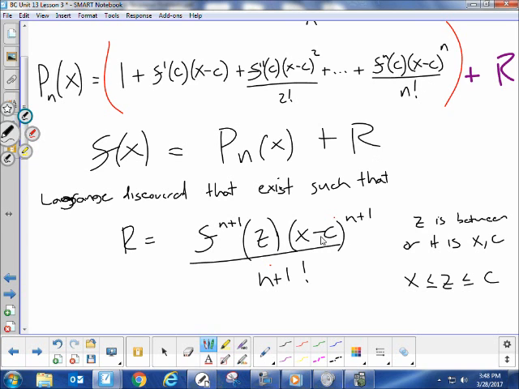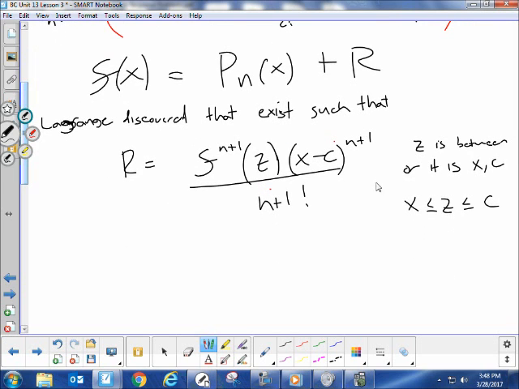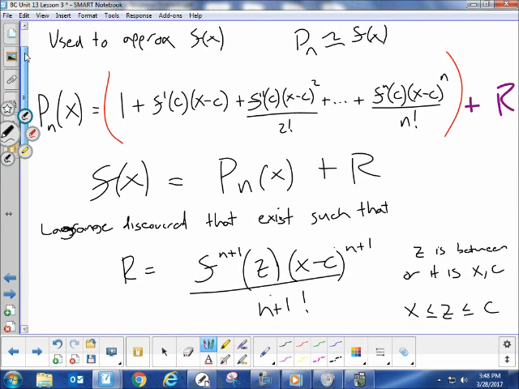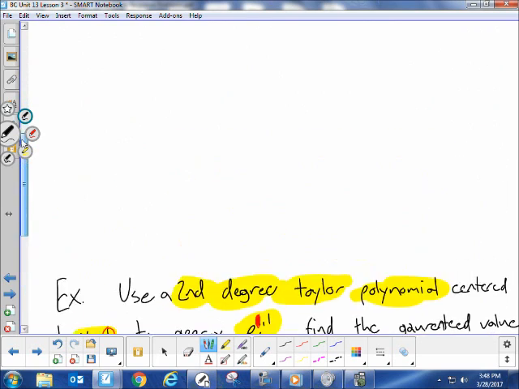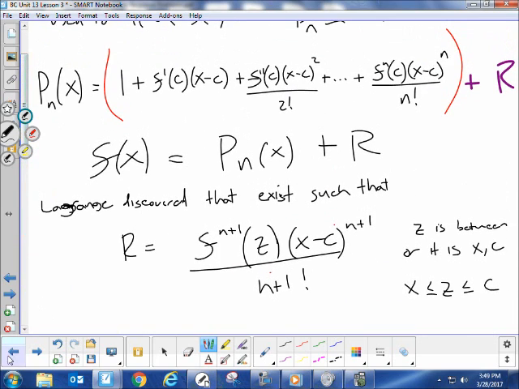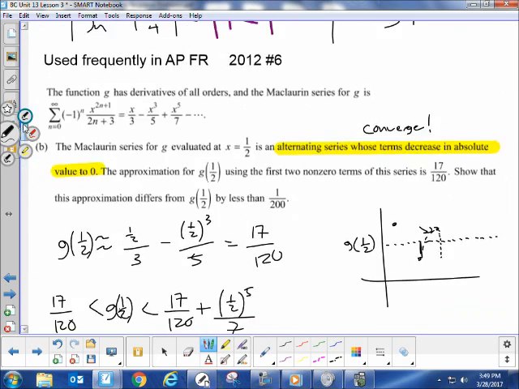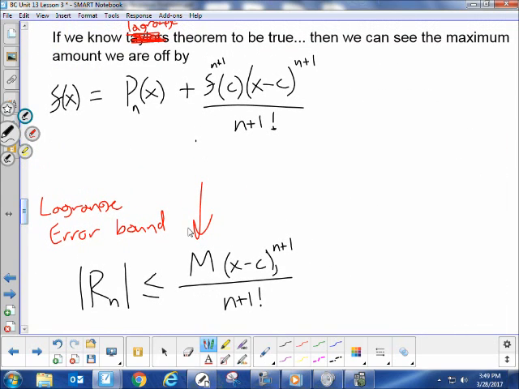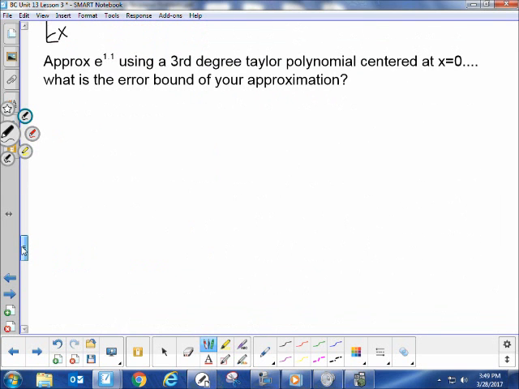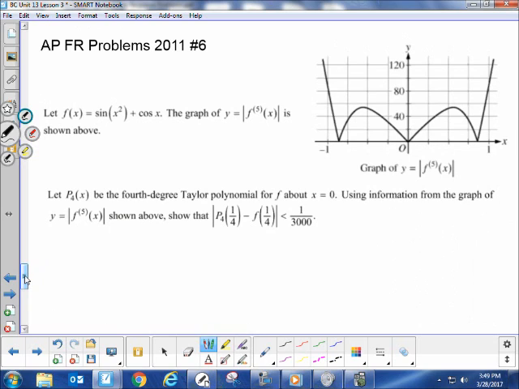Fascinating. We can just look at the next term with a specific value here. And that value is between this x value and the c value. Oh, wait. No, never mind. Okay, cool. Well, then, that means if we know that, we could just maximize this next term's value, and that would be the maximum amount that we could add or subtract to it. That would be the error bound. We know we are off by as much as that much. Okay? So let's do a couple problems, and I'll show you that it's no big deal.